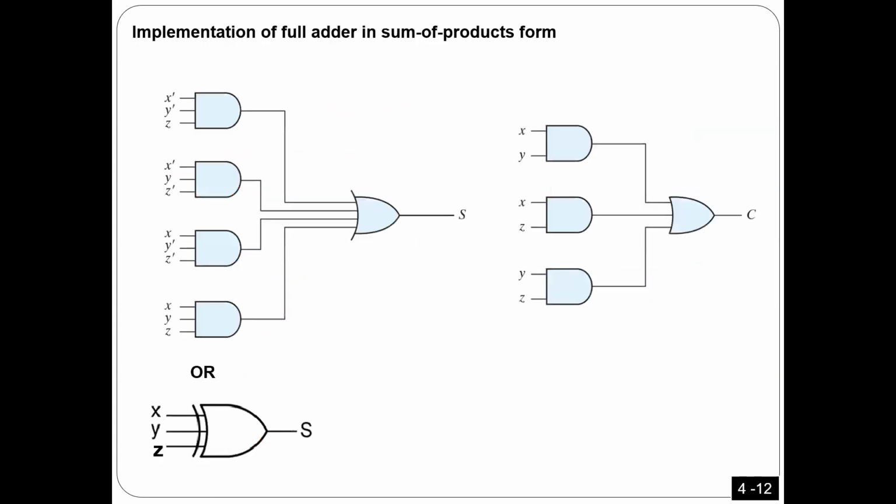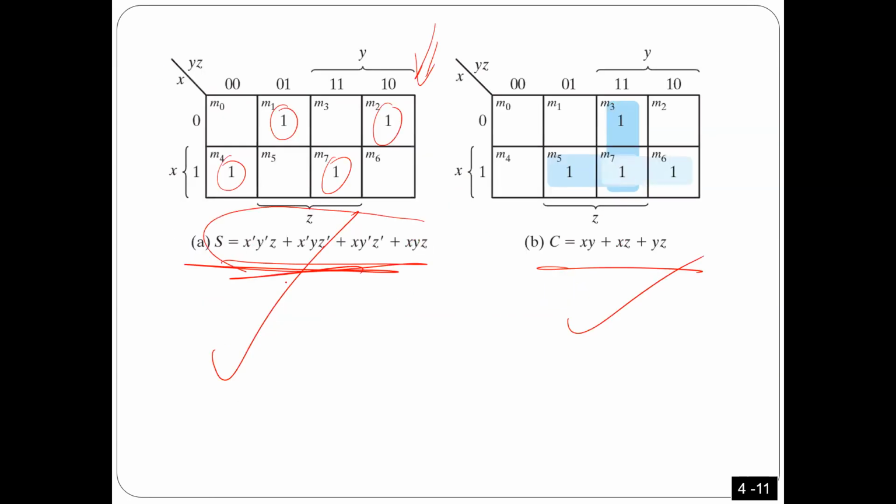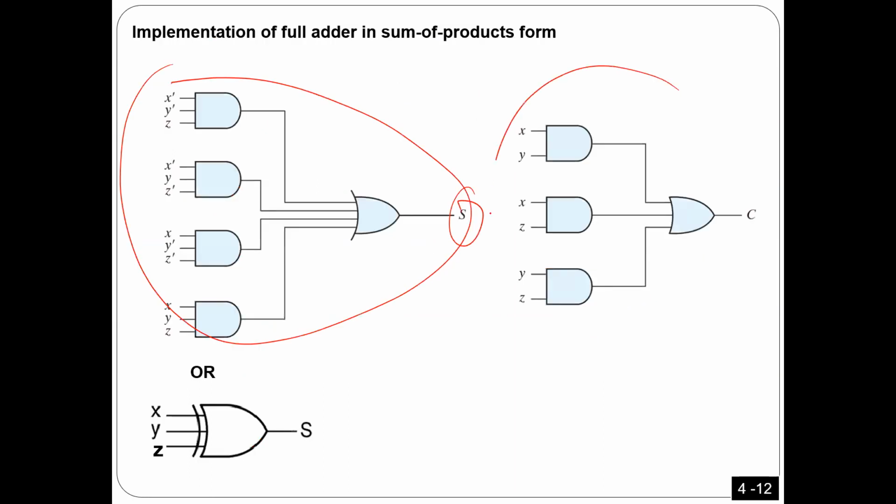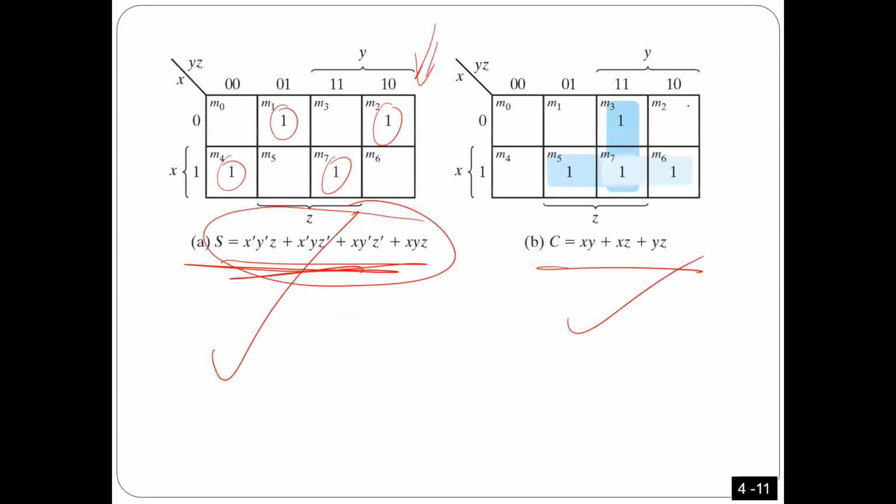So what I'm going to do right now, you can implement it this way. You can implement it this way for the sum. So this is actually similar to this one here. For carry, this is the carry, which is similar to this one here. Is that okay?